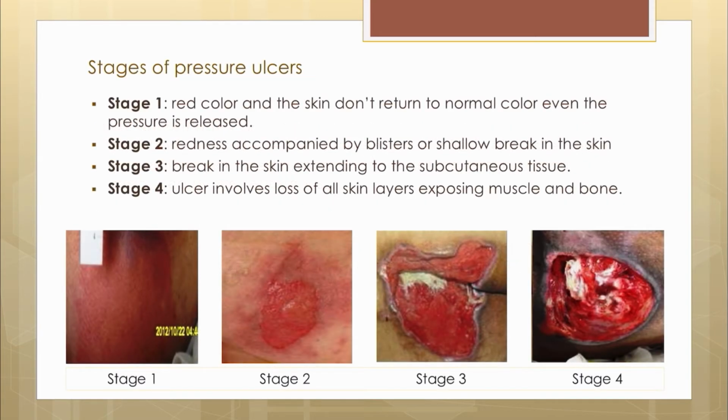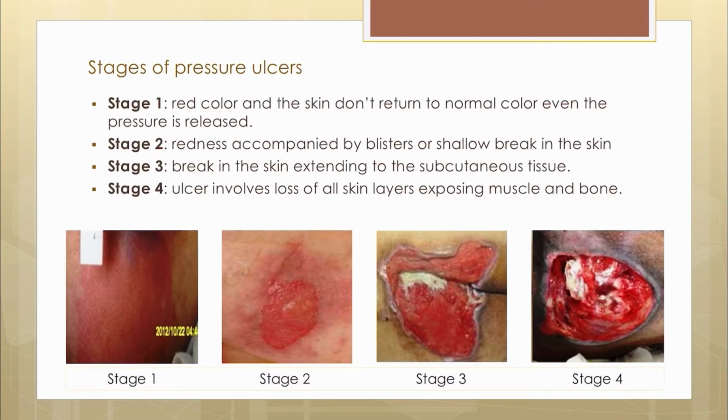Let's proceed to stages of pressure ulcers. So stage 1, as you can see, red color and the skin doesn't return to normal color even when the pressure is released. When we say stage 1, it is at less risk of a pressure ulcer. Stage 2, redness accompanied by blisters or shallow break in the skin. As you can see in the picture below, it has blisters or a shallow break in the skin.